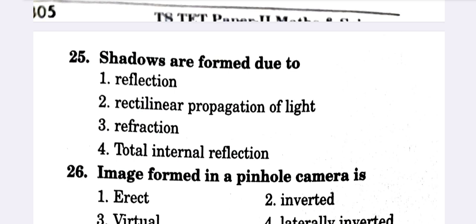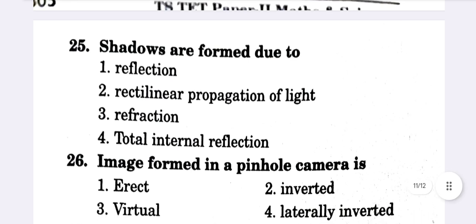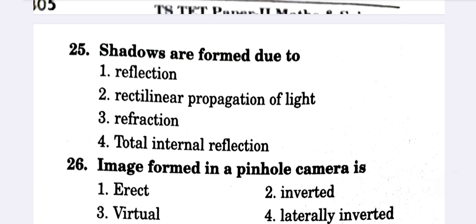Okay, so thank you. Now the next question. Shadows are formed due to. So here we could see the options: reflection, rectilinear propagation of light, refraction, or total internal reflection. So which would be the correct option for this question? Shadows are formed due to rectilinear propagation of light. Okay, so why are the shadows formed?